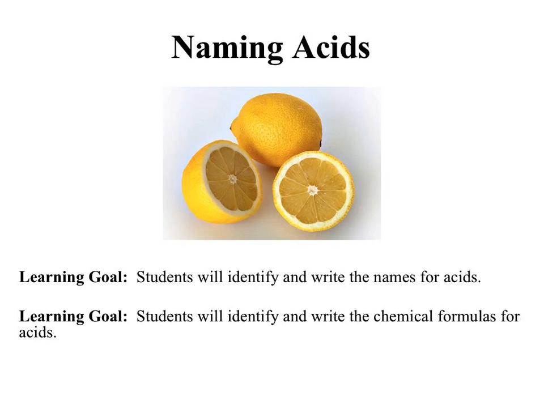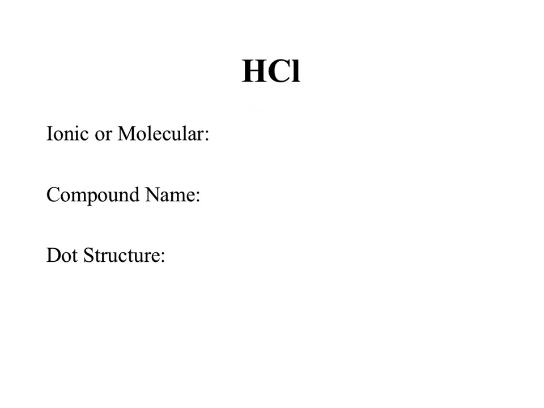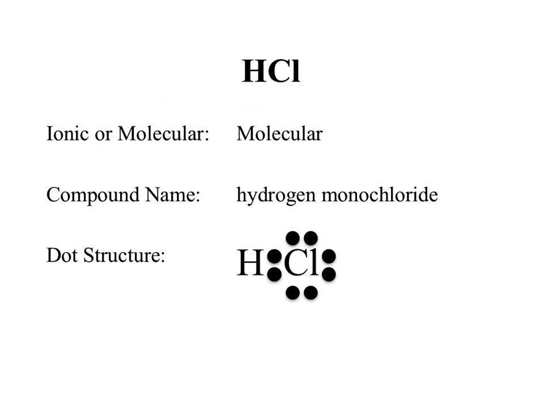So, naming acids. We're talking about acids. We've already kind of went through this. HCl, it's a molecule. It's called hydrogen monochloride. And there's the Lewis dot structure. Okay? Now, a funny thing about acids is they are molecules. They are molecular. All acids are molecular. It is made out of hydrogen, which is a nonmetal, and chlorine, which is a nonmetal. So it's molecular. And these are, in fact, molecules.